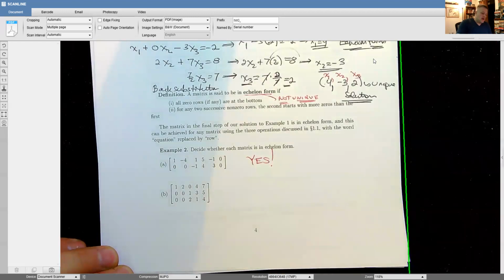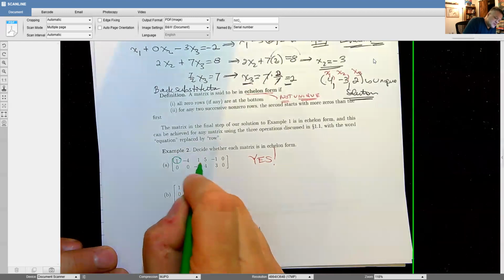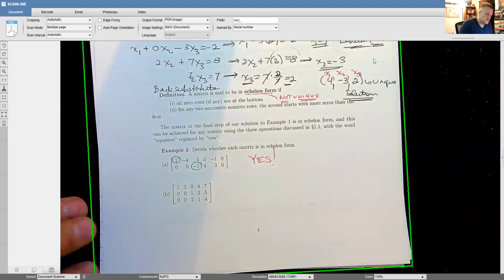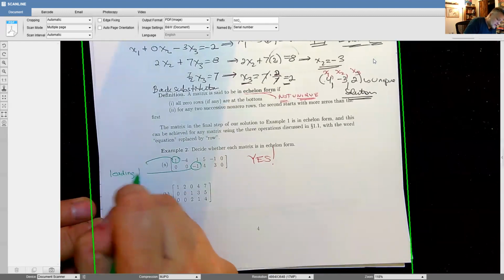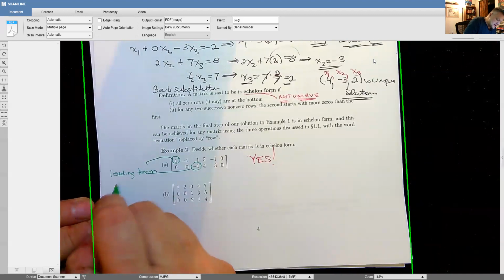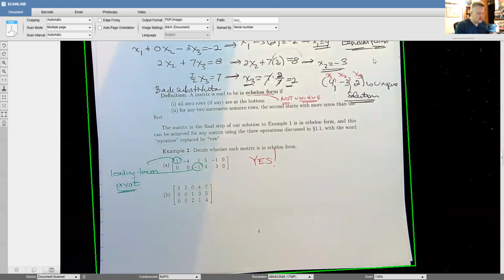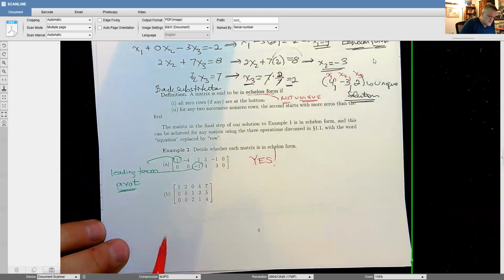Plain and simple. Just in terms of terminology, we call the first non-zero entry, if such exists, a leading term. They are also called pivots, so leading term means the same thing as a pivot. I suspect there's a good reason why pivot is used versus leading term. We'll see that later.